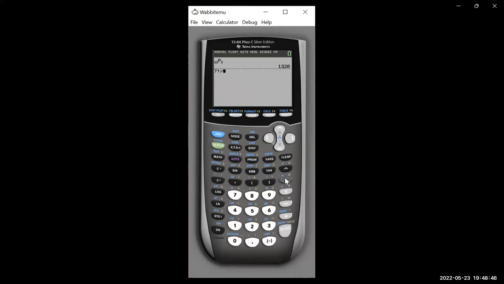Divided by, you do need parentheses because you have 2 numbers in the bottom, 2 factorial, 2, back to math, back to PROB, back to number 4, times 2 factorial again, back to math, back to PROB, number 4, close parentheses, and that's going to do it. It's going to be 1260.